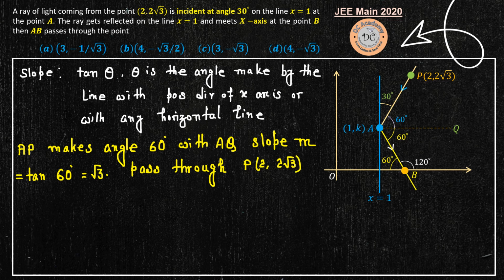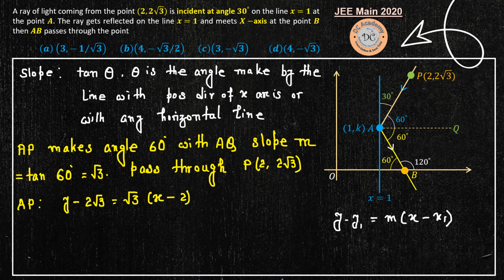Now we also know that the equation of a line passing through the point (x1, y1) with slope m is y minus y1 equal to m into x minus x1. So if I use that formula, we can find the equation of the line AP: y minus 2√3 equal to √3 into (x minus 2), since y1 here is 2√3 and the slope is already calculated as √3. That's it. So this is the equation of the line AP.